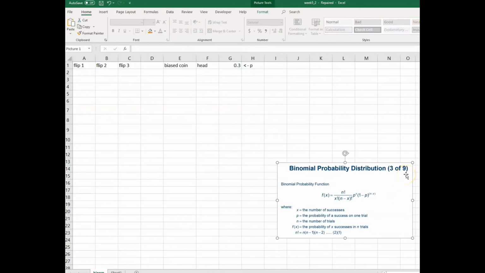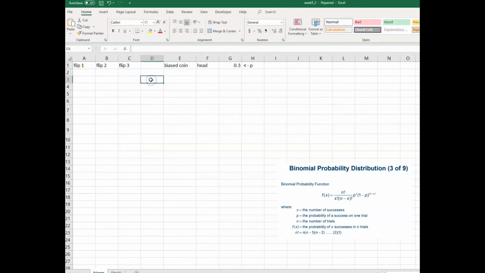We are going to use 3 ways to calculate. The first one is common sense. Let's look at the probability that we see head, head, and head. We see 3 heads without looking at this formula, without looking at the Excel function. We just use common sense. So if we see head, head, head, what is the probability?